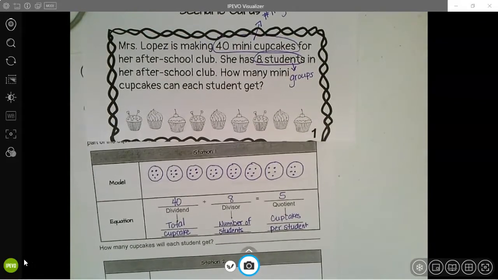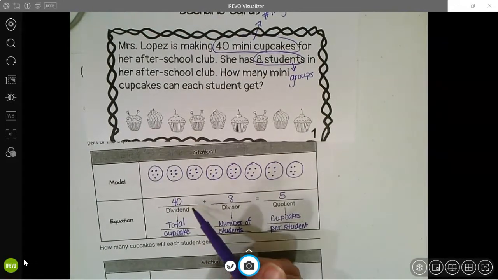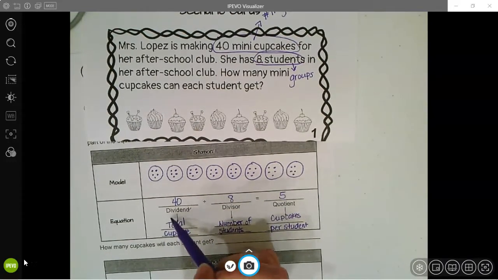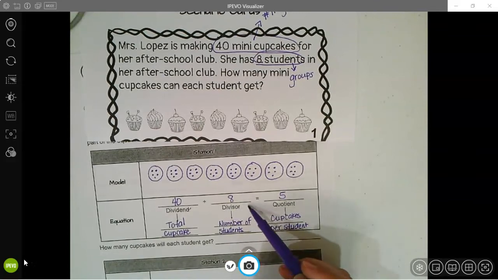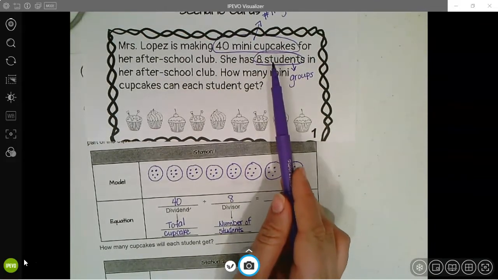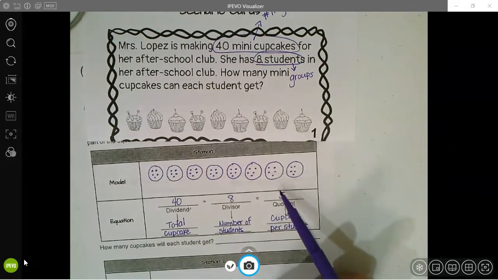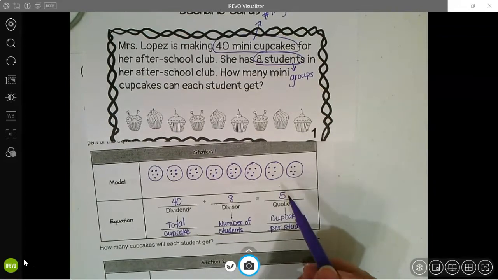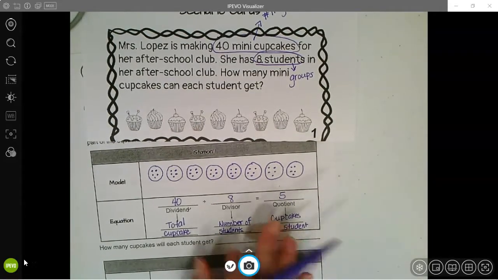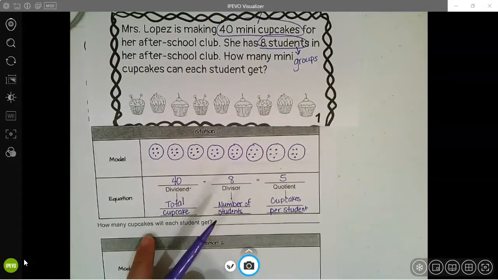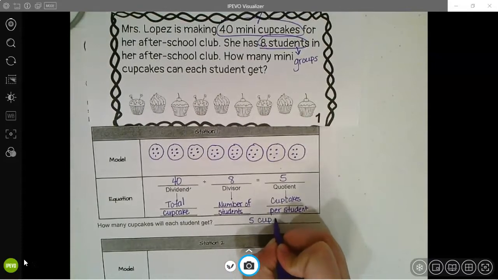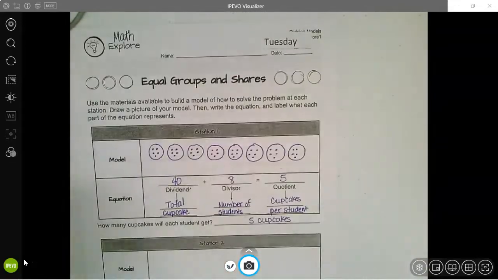Okay, so 40 was our dividend because that's the total number. So if they give you the total, that's our dividend. 8 is our divisor because it's telling us how many students she's going to divide it into. And then our quotient is our answer. Each student got 5 cupcakes. So how many cupcakes will each student get? 5 cupcakes. And I'm labeling what they're getting. They're getting cupcakes. Okay, so let's try another one.